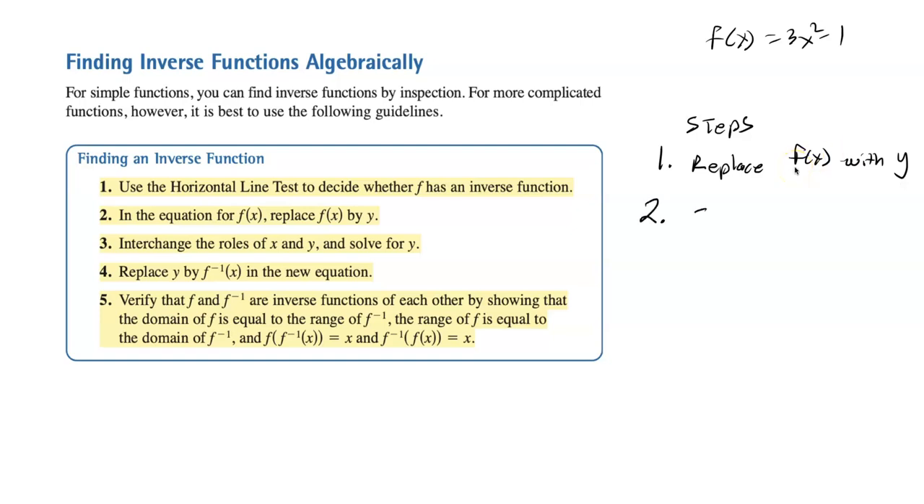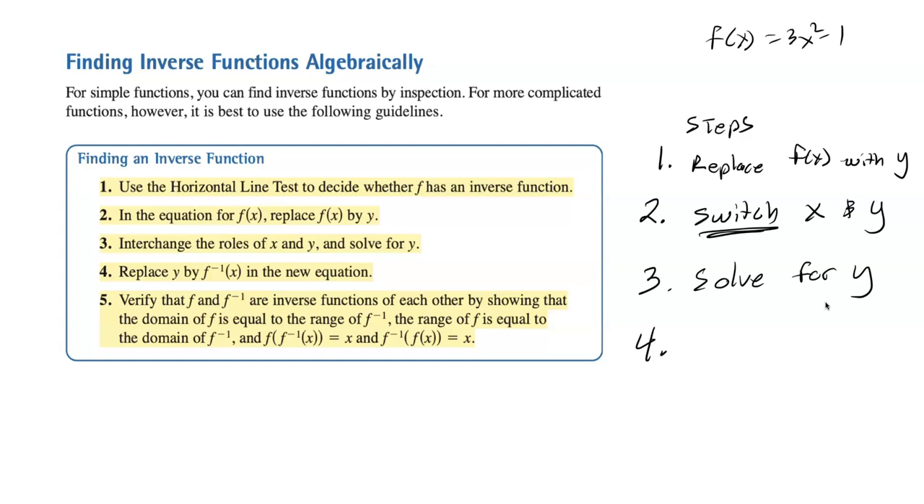Inverse is you want to switch x and y. So we're really going to switch x and y. So I'll switch this x with the y, and I'll switch the y with an x. Step 3, solve for y. We're going to solve for y, try to get y by itself.